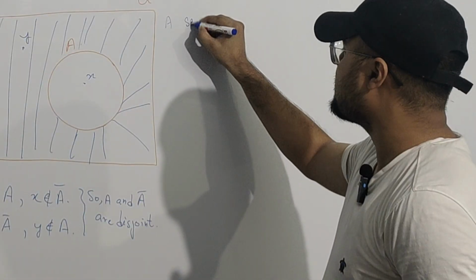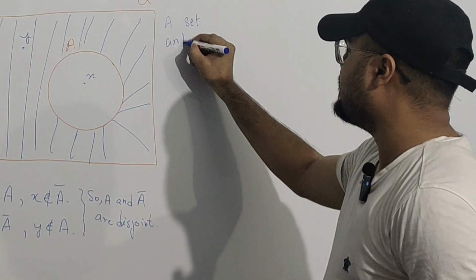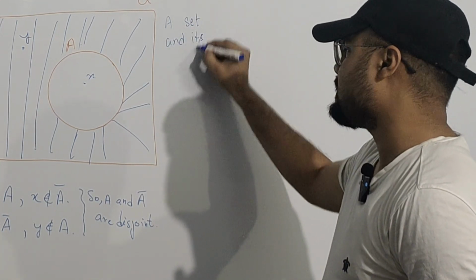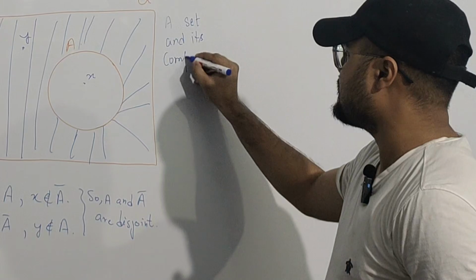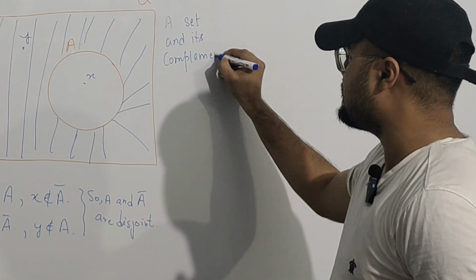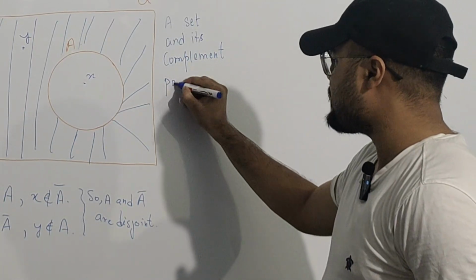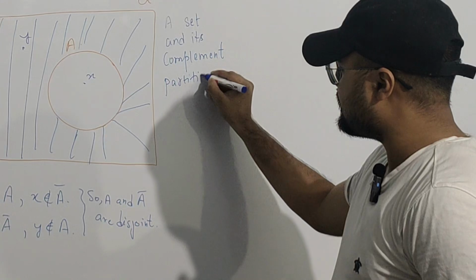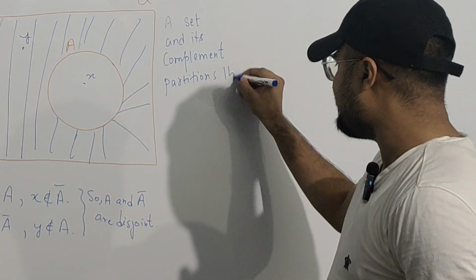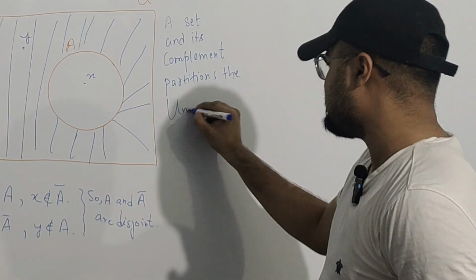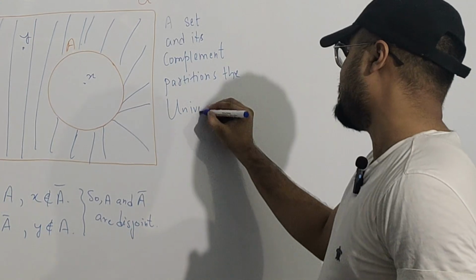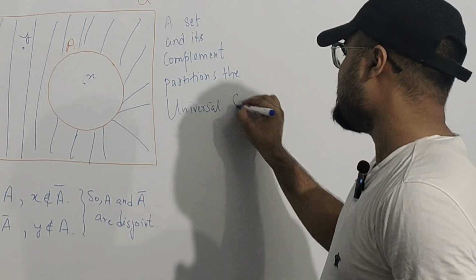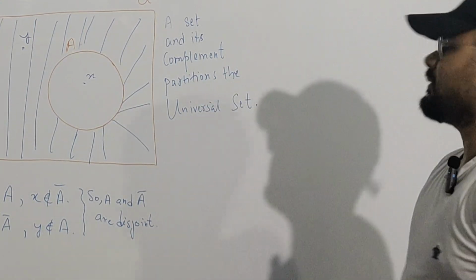A set and its complement partitions the universal set.